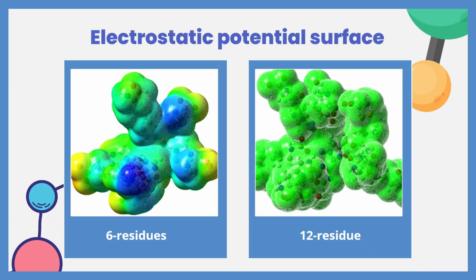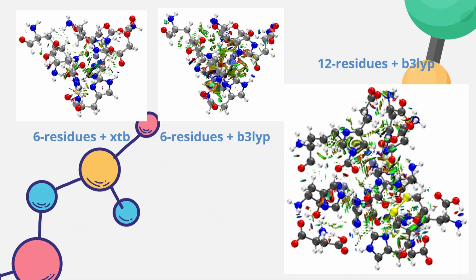The 6 residue cluster shows large imbalance, regions of both extreme positive and negative charges. In contrast, the 12 residue cluster displays a more uniform surface, reflecting a balanced electrostatic environment. Quantitatively, the 12 residue model also showed deeper minima and higher maxima, indicating stronger polarization that is necessary for substrate recognition and inhibitor binding. Next, the noncovalent interaction, or NCI, analysis.